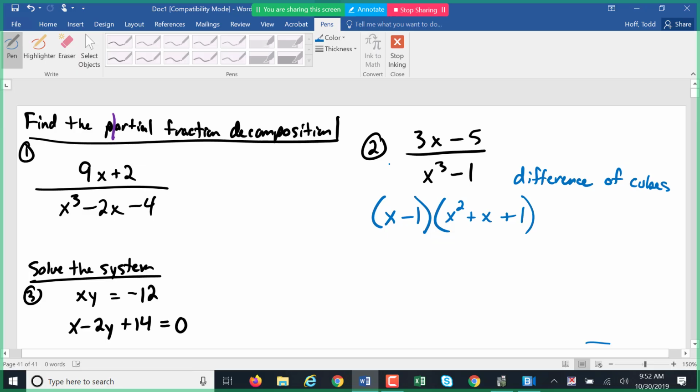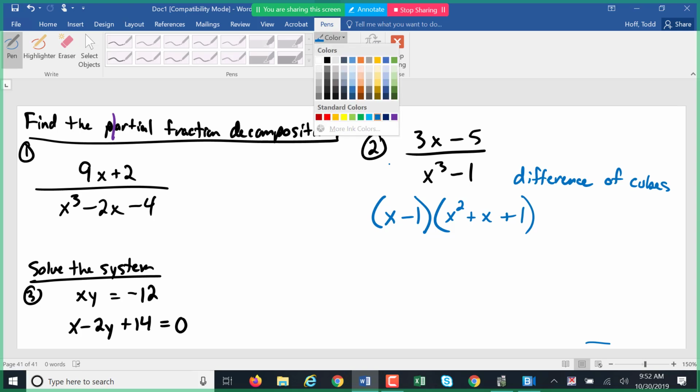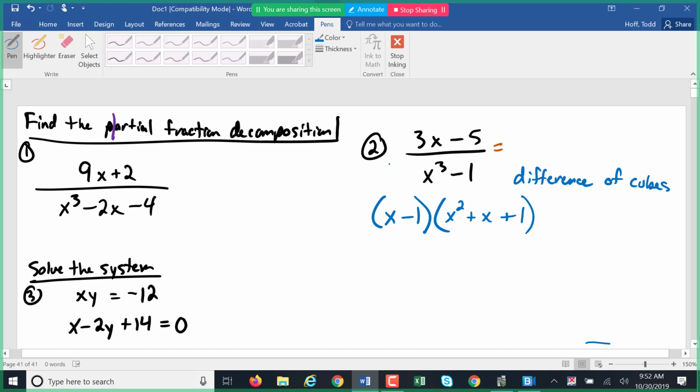Once you have the denominator factored like that, now you can go about doing the partial fraction decomposition just like we did in that last example. So this would equal a over x minus 1 plus bx plus c over x squared plus x plus 1. And you can go from there.